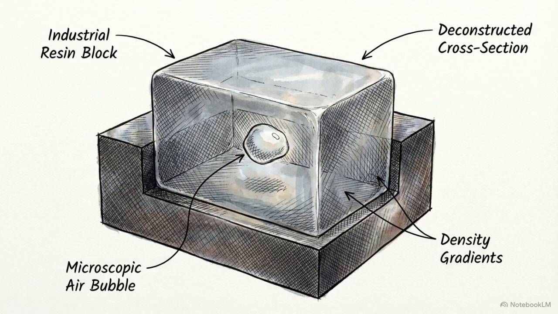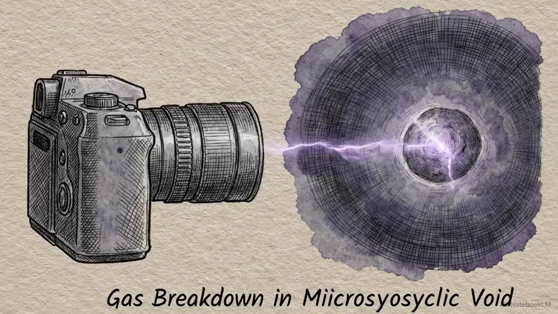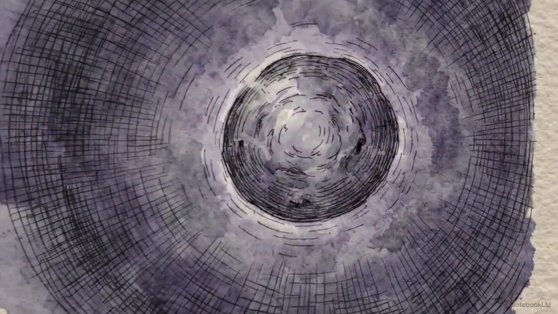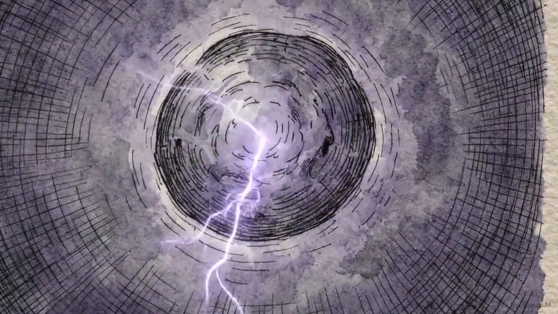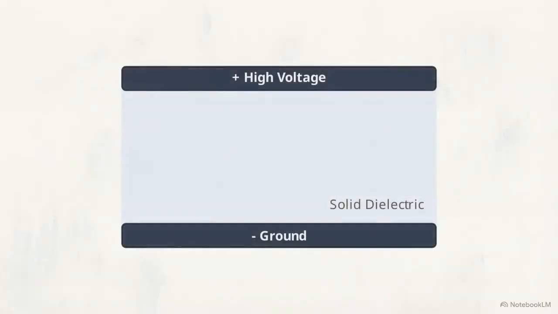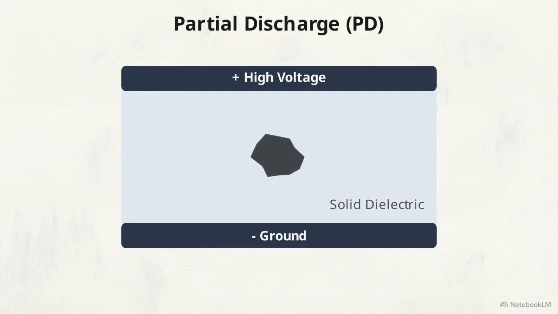Inside the solid resin of a high-voltage insulator, an air pocket no larger than a grain of sand is trapped. Under extreme electrical stress, the gas inside this void breaks down, producing a violent flash of electricity that remains entirely contained within the pocket. This is partial discharge, or PD. International standards define it as a localized dielectric breakdown of a small portion of an electrical insulation system. It is an electrical short that only partially bridges the space between two conductors.